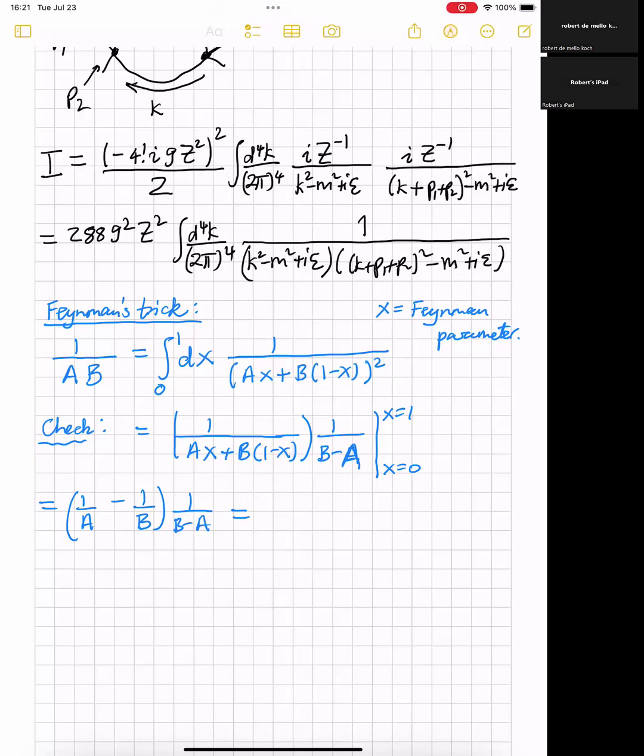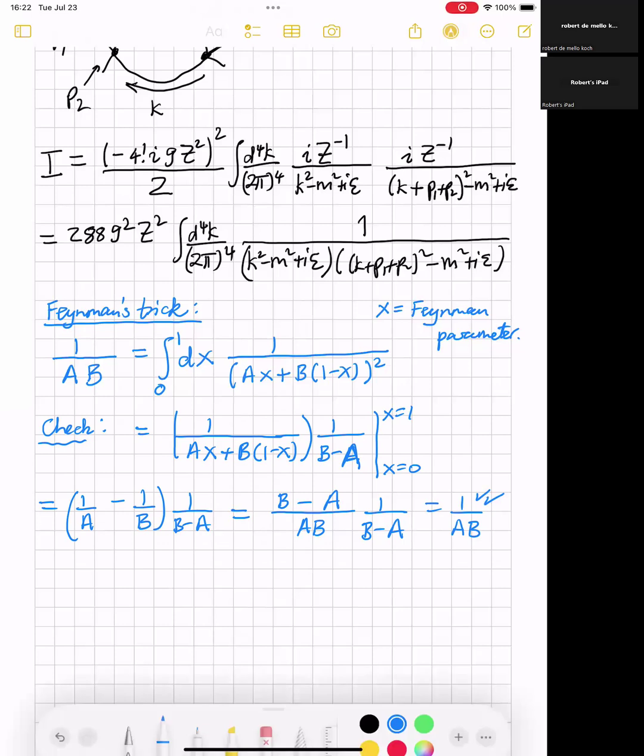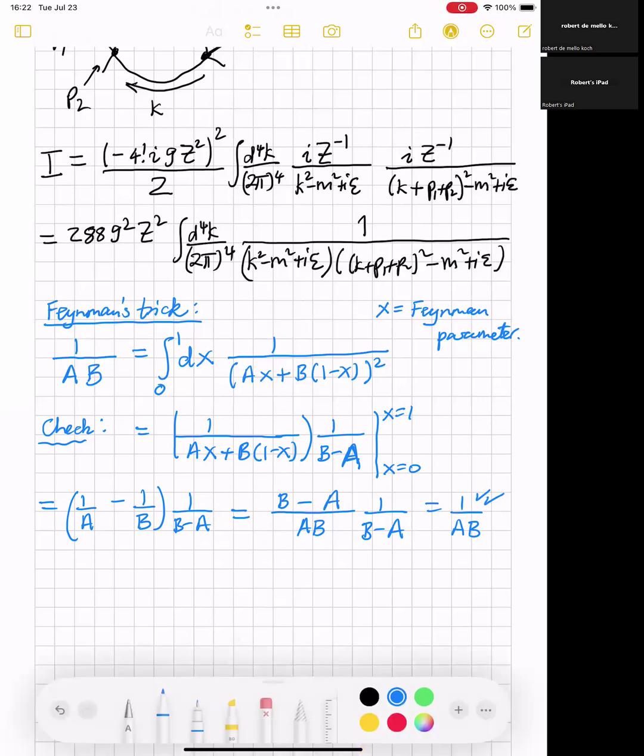Now, for the 1 over a minus 1 over b, let's put that over a common denominator of ab. To do that for the first term, we need to multiply by b over b, so we get b, minus, for the second term, we multiply by a over a, so we get a, giving b minus a over ab, times 1 over b minus a. So the b minus a cancels with the 1 over b minus a, and we land up with 1 over ab. Good. So we just checked the Feynman trick works by explicitly doing the integral.